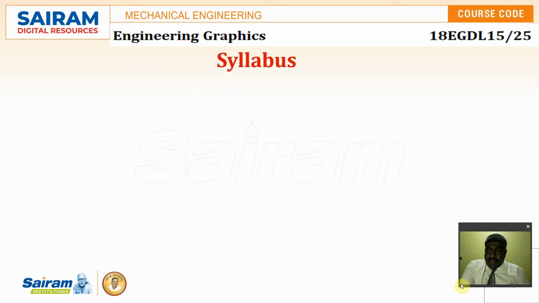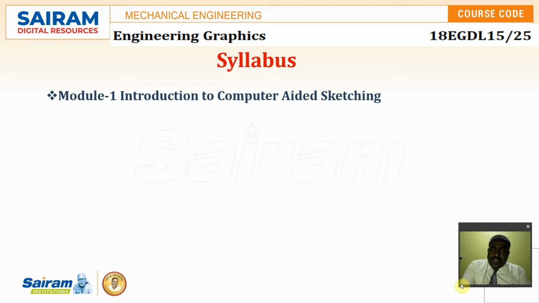So coming to the syllabus, what exactly are you going to learn in this semester? The first module deals with the introduction to computer aided sketching, where normally you're going to study how manual drawing was there and how it evolved from manual drawing to computer aided drawing. The second module deals with orthographic projection. Here we're going to study what is orthographic projection and the projection of points, projection of lines and projection of lamina.